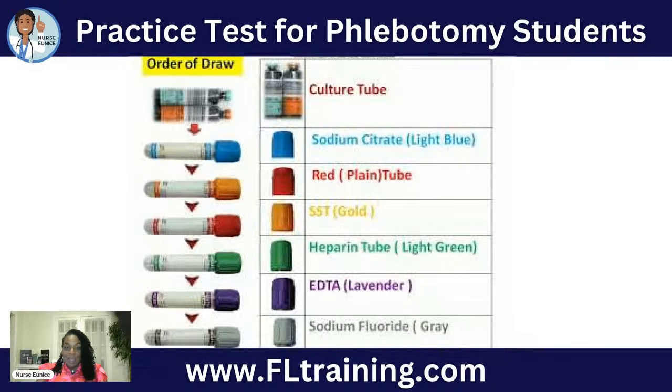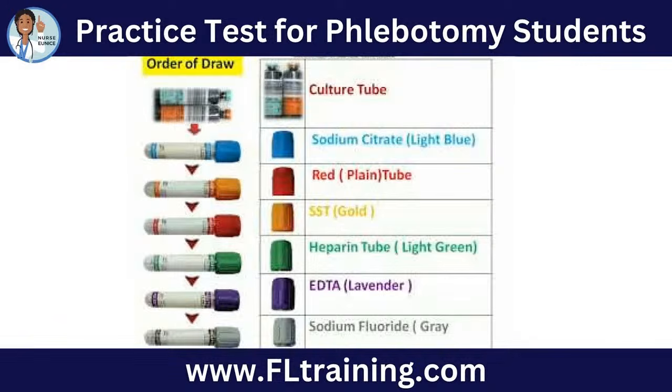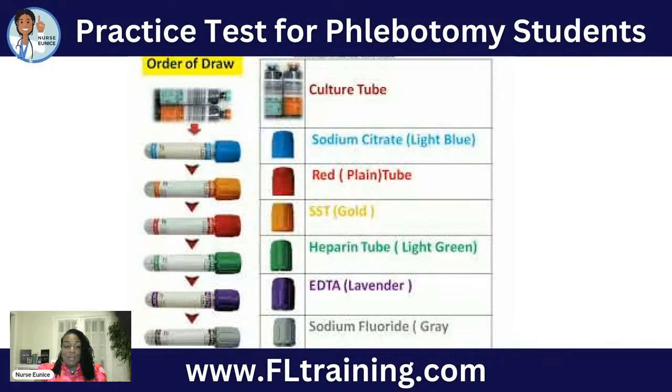And then after that, we have our blue tops. Those are for coagulation studies. We have our red tops, we have our gold tops, green, our lavender, and our gray. And there are a rainbow. There are so many different tubes that you would have to fill. Don't worry, we don't remember half of this.